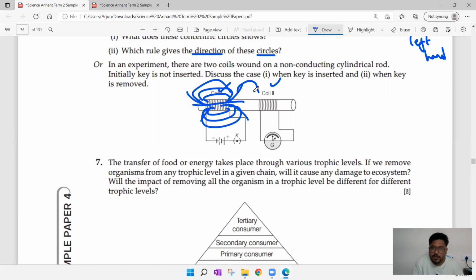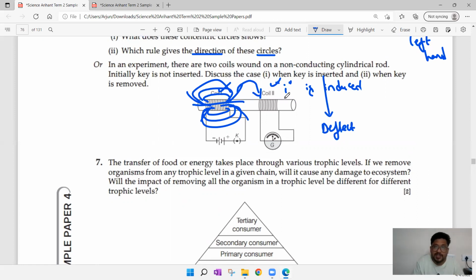And this magnetic field will have an impact on coil 2. When the magnetic field impacts coil 2, current I is induced automatically. Because the current is not continuous, as soon as the key is inserted, the galvanometer will deflect. It will just deflect and come back to the original position. So when the key is inserted, it will deflect and then come back to the original position.